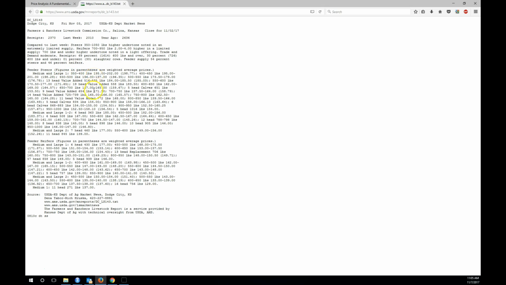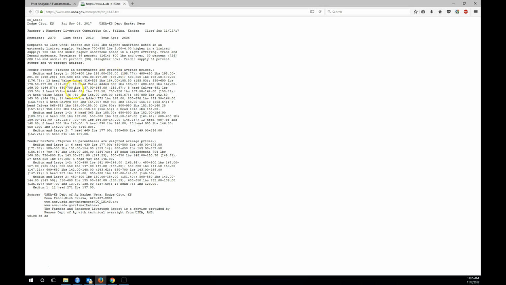Let's skip down to some heavier weights. Here, yeah, 650 to 700 pounds. They were offered for $157 to $165. And so you can see these really light calves were going for a premium because they're going to be putting on weight really fast.